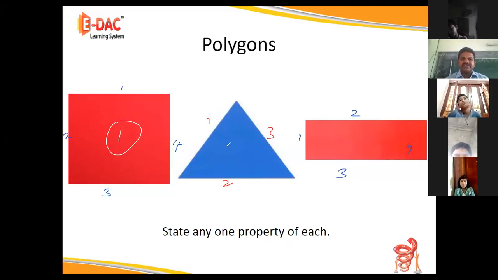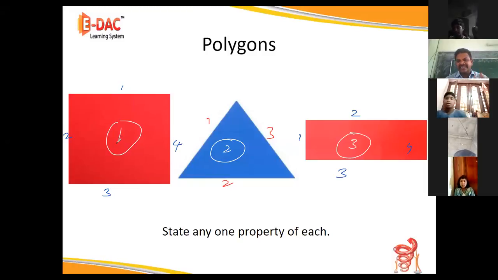This is the first one, this is the second one, and this is the third one, right? The first figure is a polygon. Why? Because it is formed by 4 line segments. If a figure is formed by line segments, it is called a polygon, right? So it is a figure shape. What is the property of the shape? All sides are equal. I have observed that.